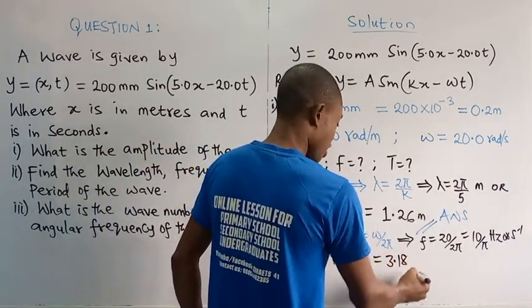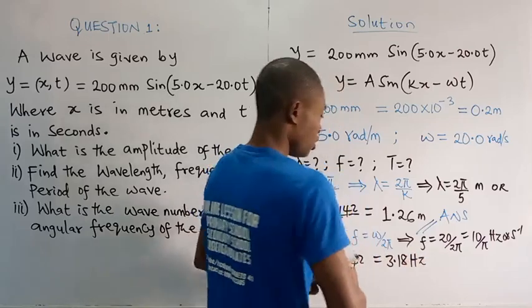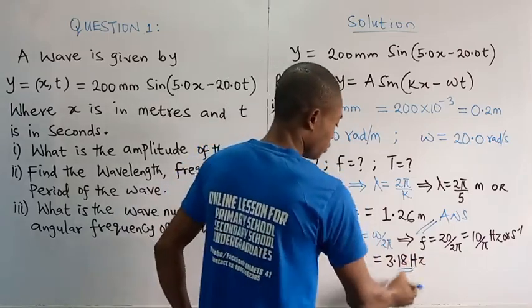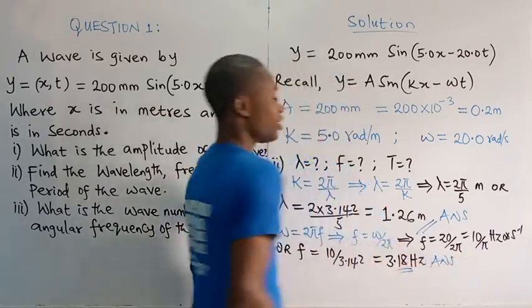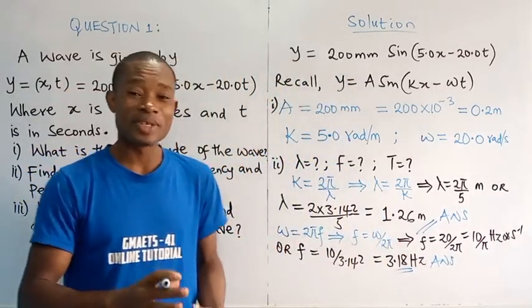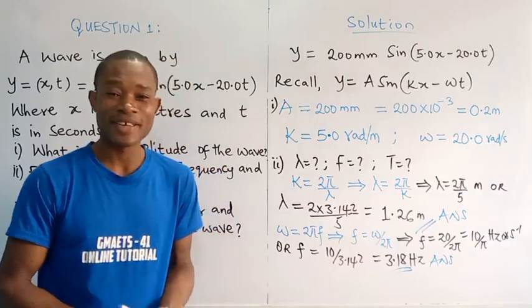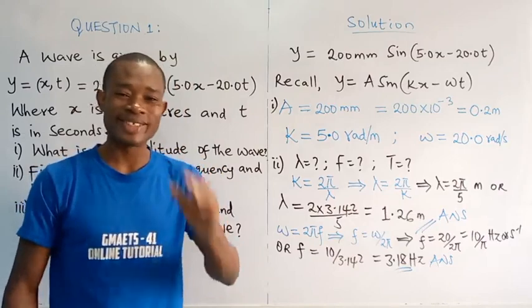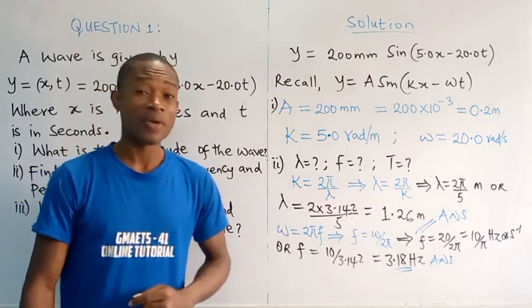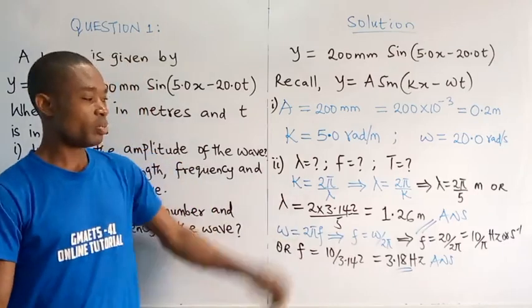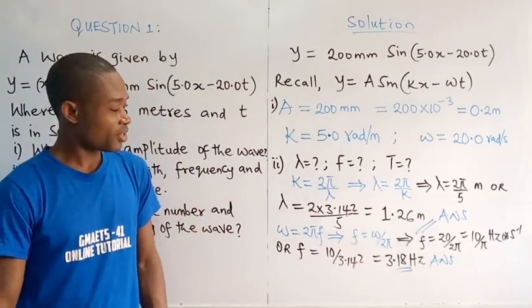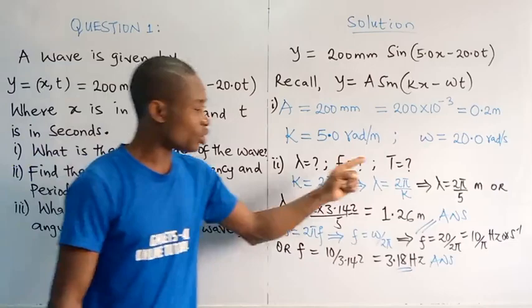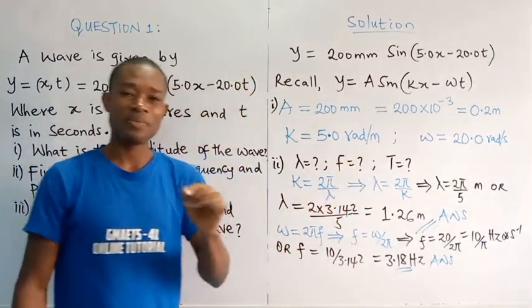3.18 as the frequency, hertz. Good. So you see, solving this problem is simple. There is nothing difficult in it. Once you followed up with our previous class where I derived the progressive wave equation formula, you play around with this. Now we shall move on to get our period.